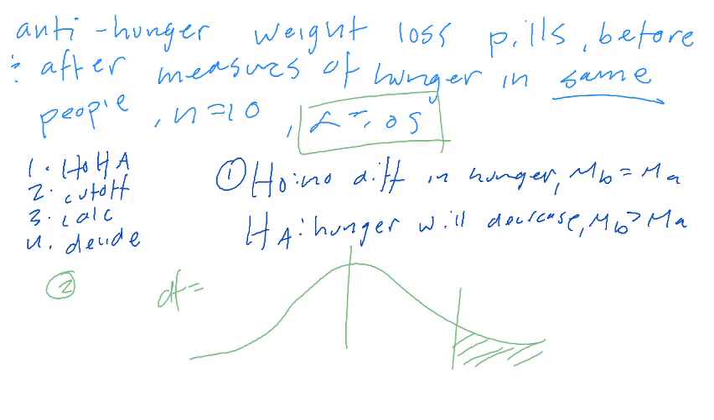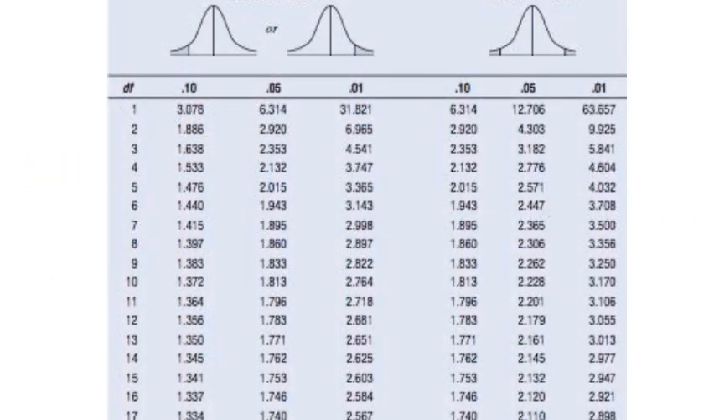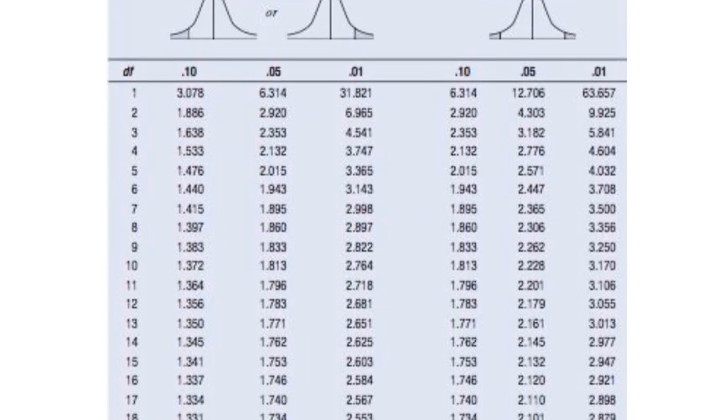We already have our n here, so let's get our degrees of freedom. Degrees of freedom is n minus 1. We have 10 minus 1, so we have 9 degrees of freedom, one tail, and an alpha of 0.05. Let's hop over to the table and figure out what cutoff score we're working with. We have a one-tailed test, alpha of 0.05 and 9 degrees of freedom.